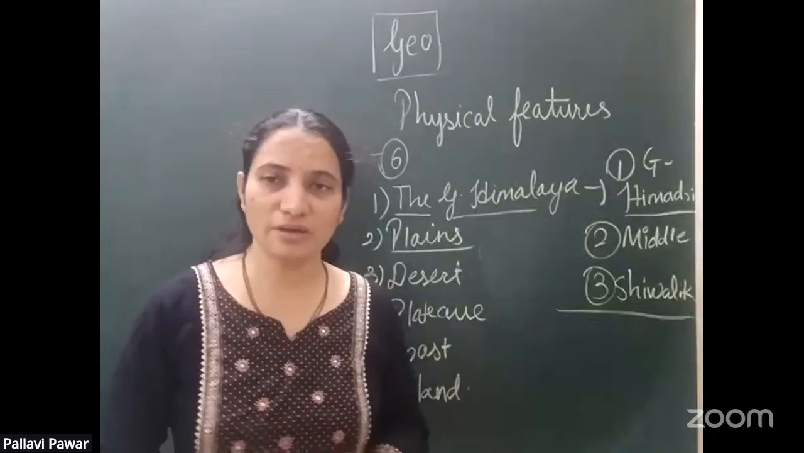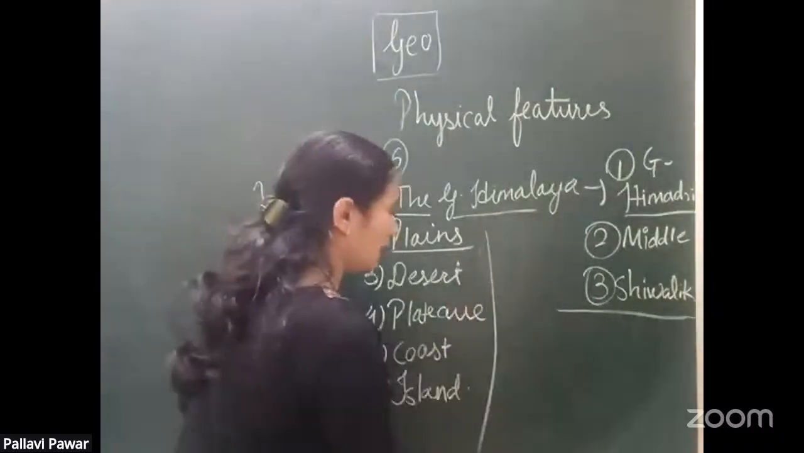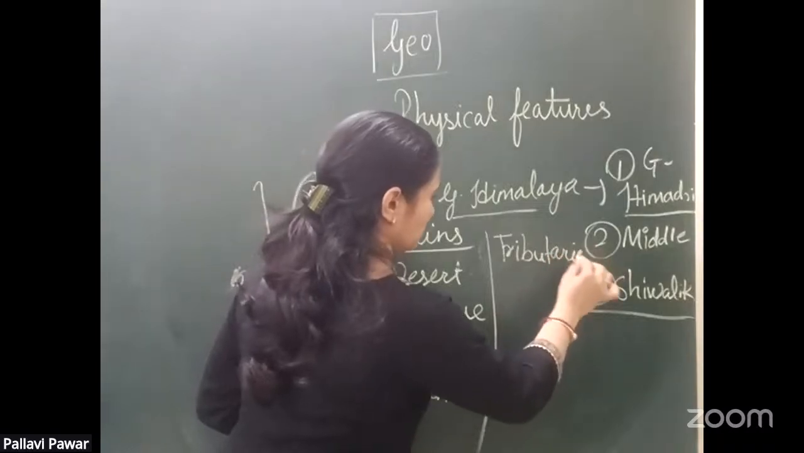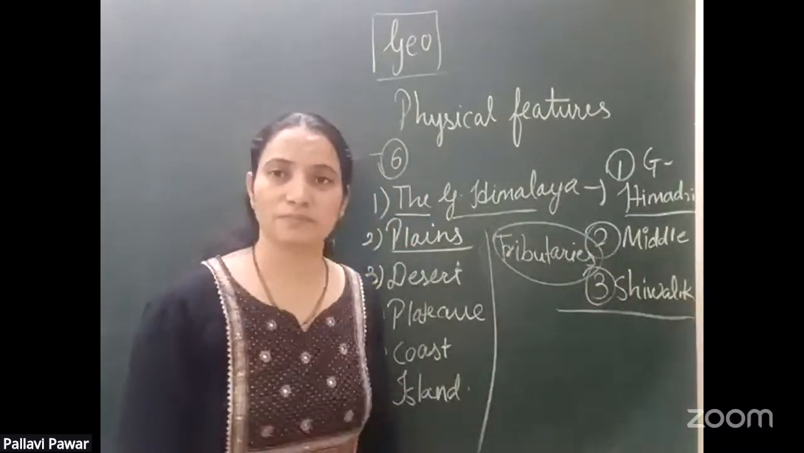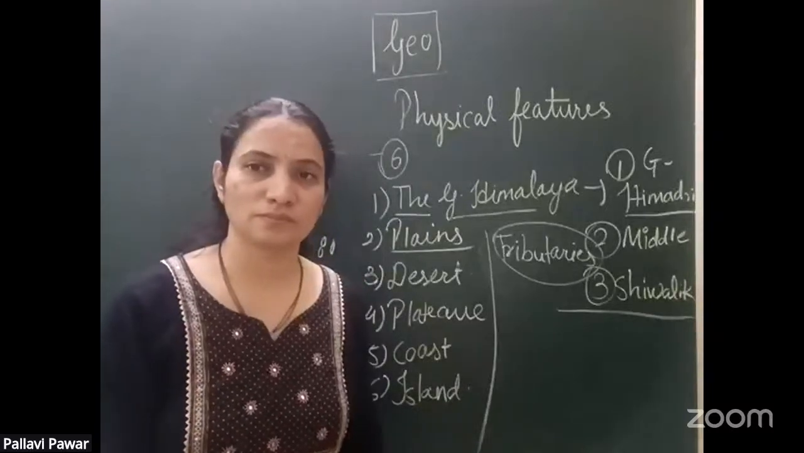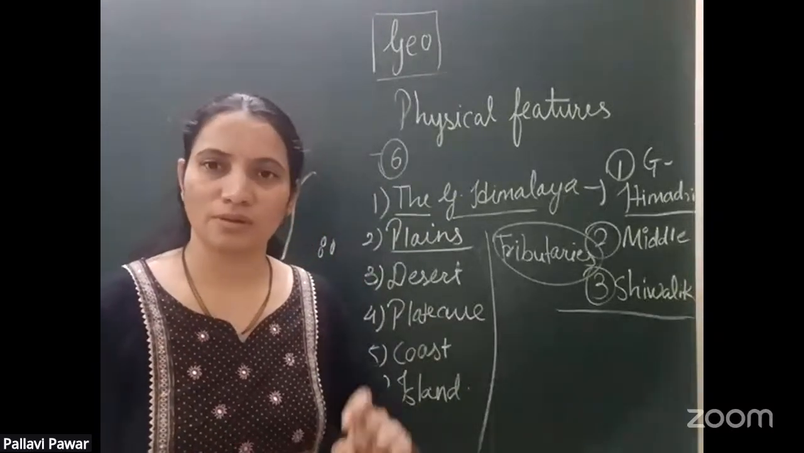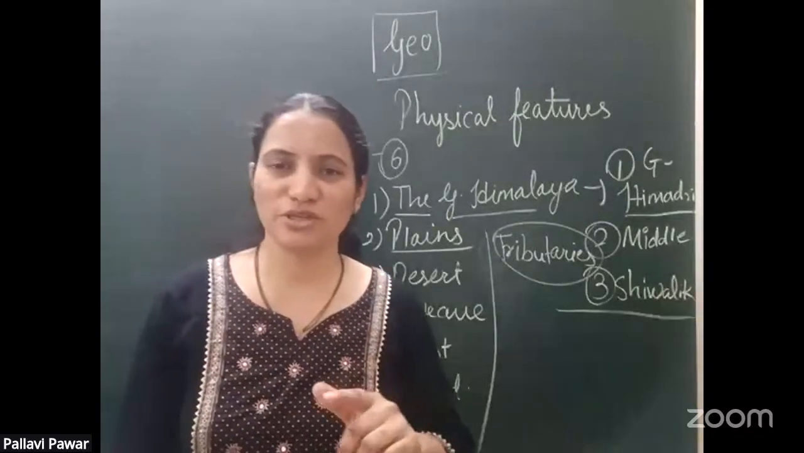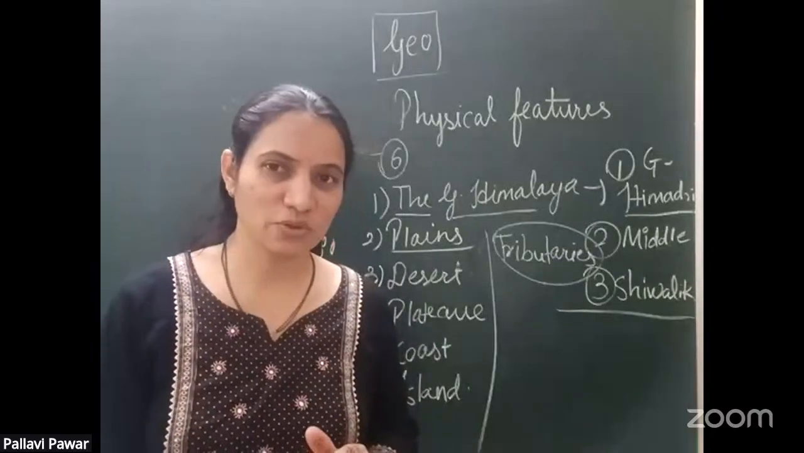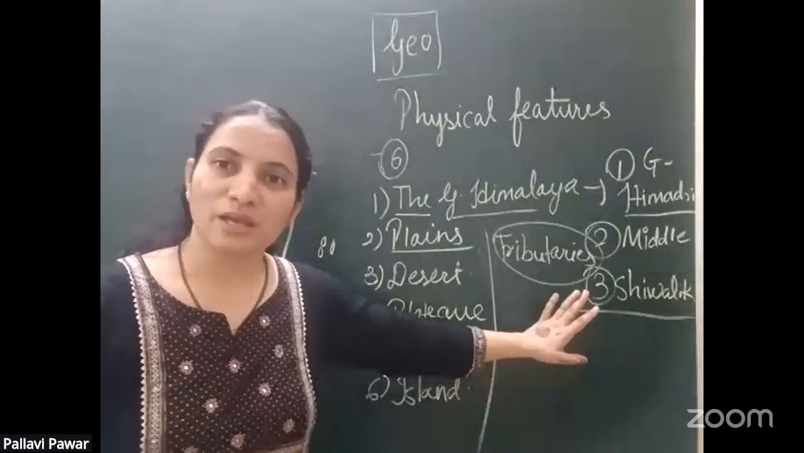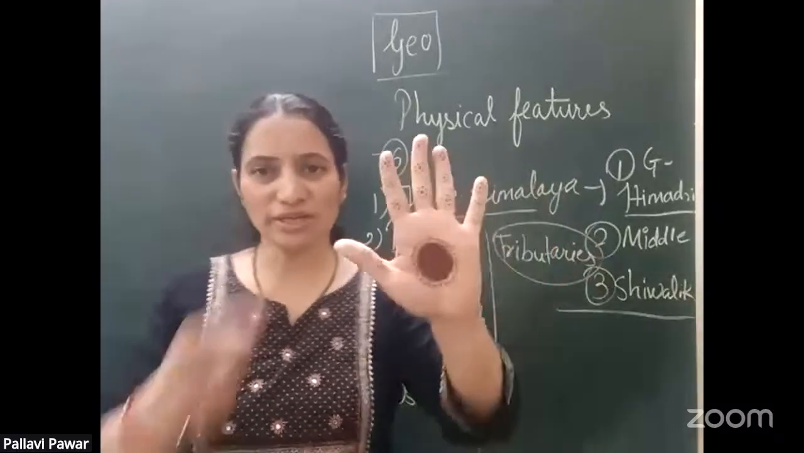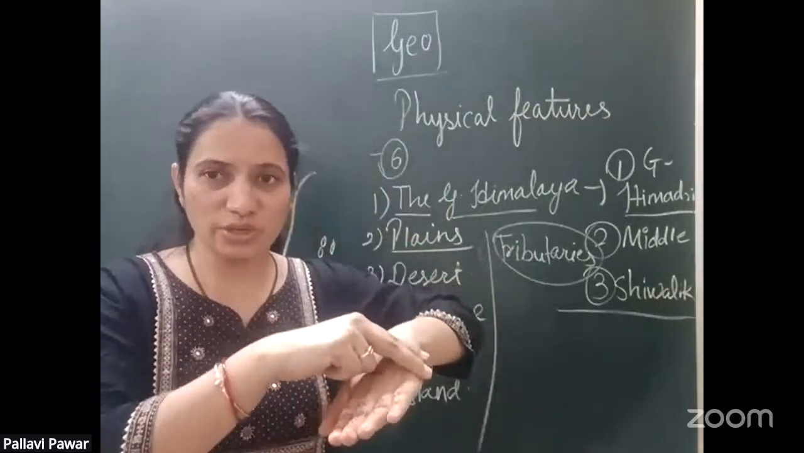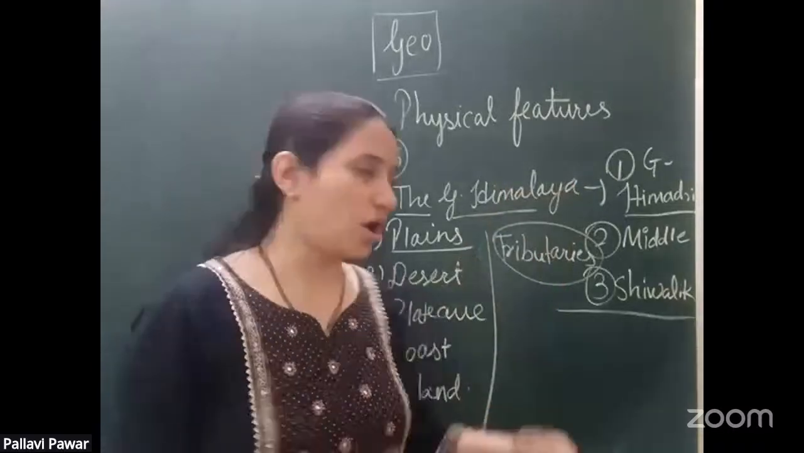I think you might have heard the term tributaries. It is related to rivers. Can you tell me what it means? Small rivers which join together to form a greater river, the main source of river. Very good. Your answer is correct. Small streams are joined together to form the main river. It is called tributaries.